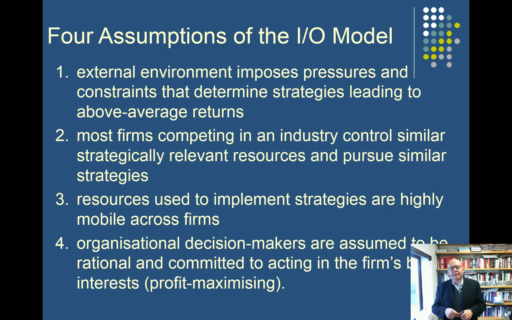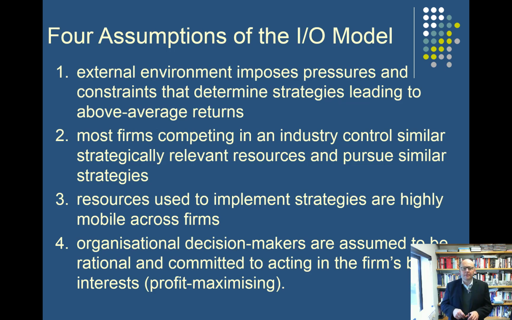And again, as we talked about in Lecture 1, we said that the IO model makes four key assumptions about the external world and the impacts it has upon strategy. So the first assumption it says is that the external environment imposes pressures and constraints that determine the strategies that we as an organisation can adopt that will lead us to above average returns. So it's not the will of the organisation or the resources that we possess that determines what our strategy should be. It's these environmental factors, these things that sit outside the organisation, that will have an influence on what the strategy might look like.